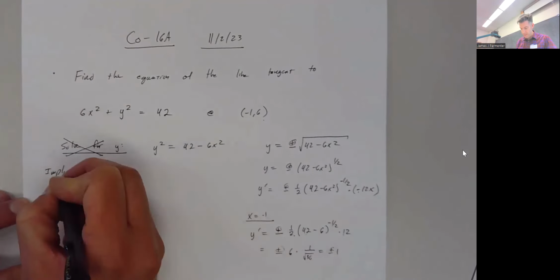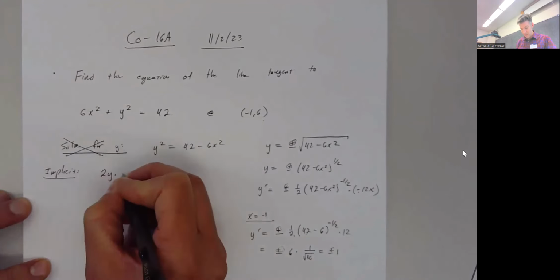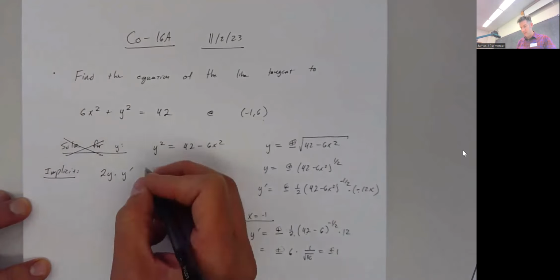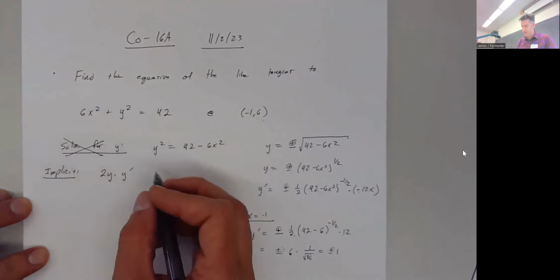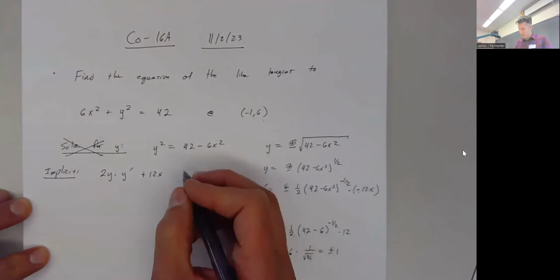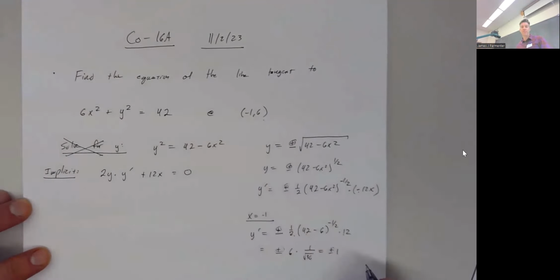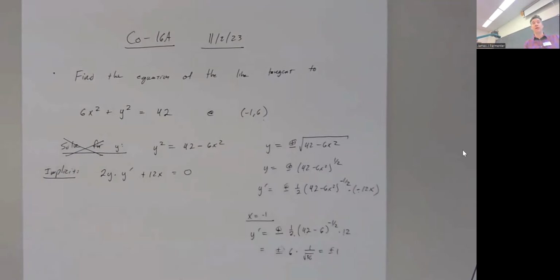Don't do that. Do implicit, take the derivative: 2y times y prime. Oh, sorry, I was looking at this equation here. Plus 12x. I know it's written out of order. Don't hate me for that. Equals 0. And then plug in, right? When you're finding the slope of the tangent line using implicit differentiation, immediately after differentiating both sides, that is your moment to plug in your point, to make life easier.